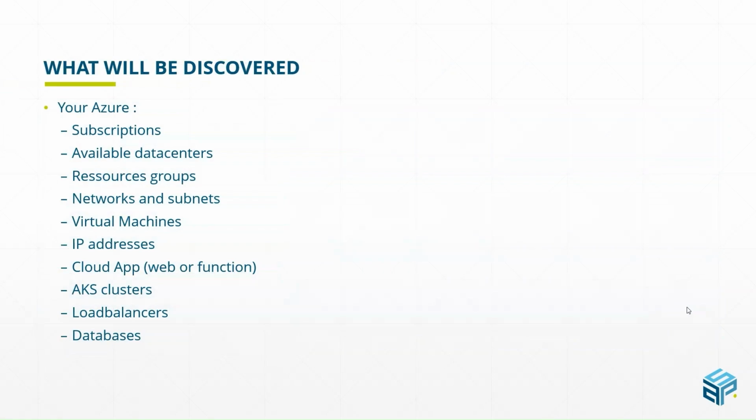What will be discovered by the connector? There you will find your Azure subscriptions, the available data centers on your subscriptions, the available resource groups, networks, subnets, but we discover, of course, virtual machines, IP addresses, the web and function apps, the Kubernetes clusters that you have, the load balancers, databases. So we focused on those resources first, but the connector, we plan to continuously develop it and improve it and add more resources with time.